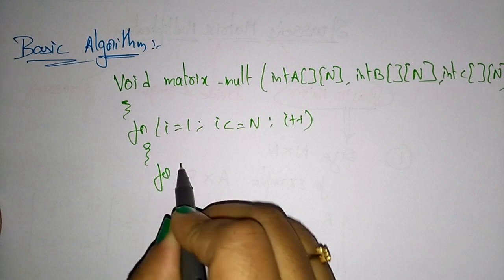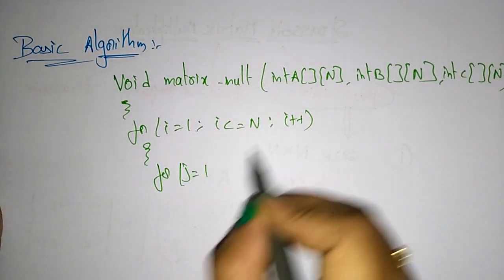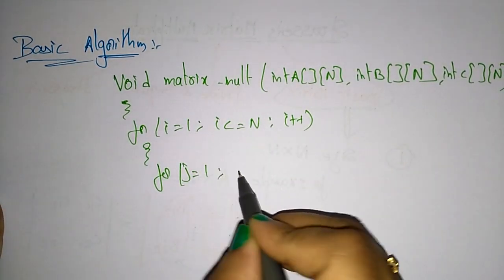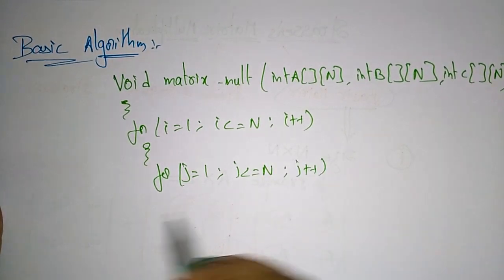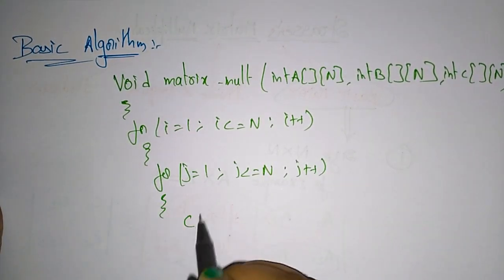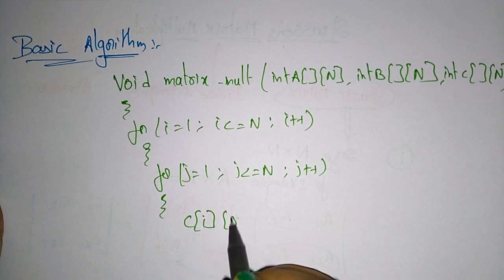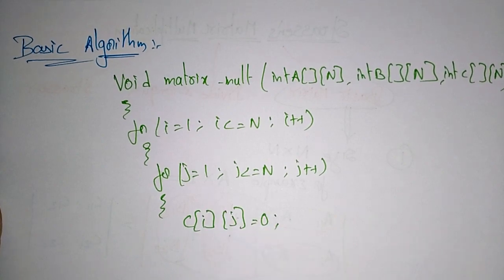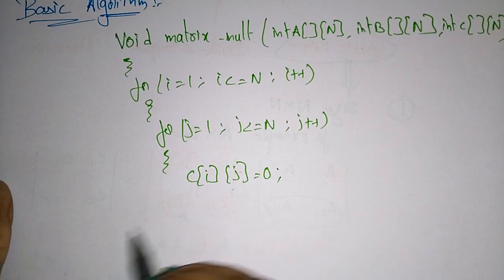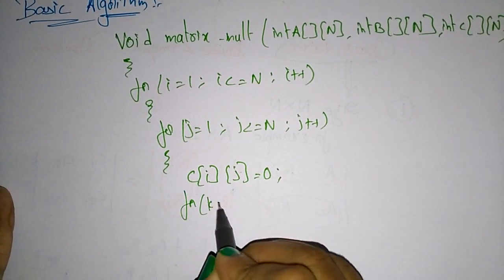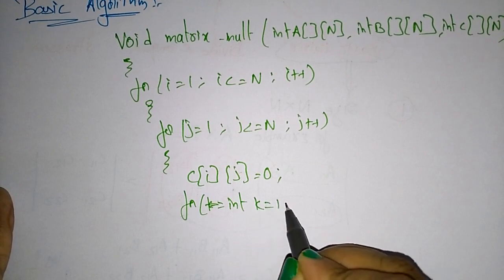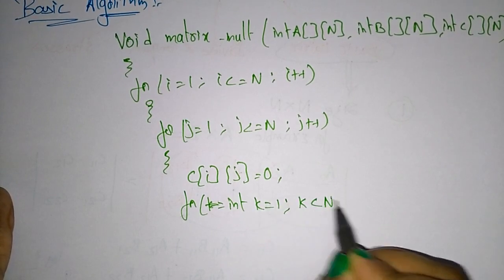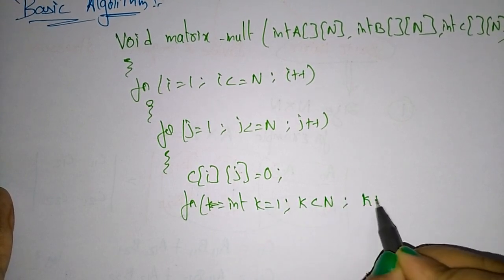Again a for loop. For j equal to 1, j less than or equal to n, j plus plus. This is for row and this is for column. First you have to initialize c of i, j to 0. Next for int k equal to 1, k less than n, k plus plus.